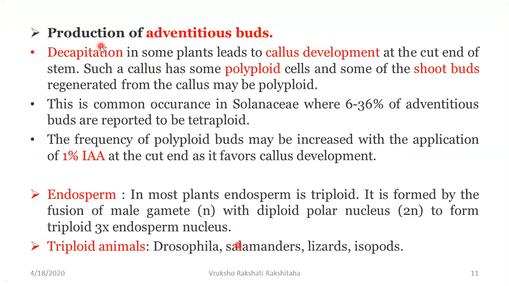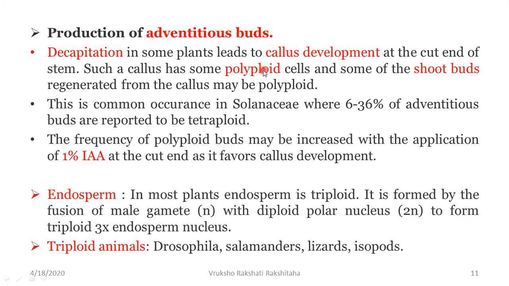Now let us look into the other method of spontaneous production. Sometimes there is a production of adventitious buds. Decapitation occurs in some plants. What is meant by decapitation? When the apical bud is removed, that is called decapitation. Now when the apical bud is removed, callus development takes place at the cut end of the stem. And such a callus has cells.